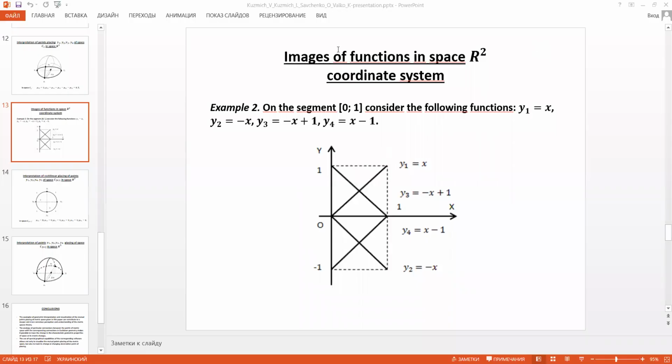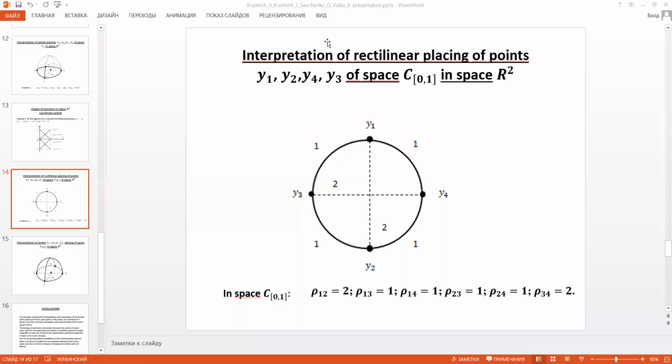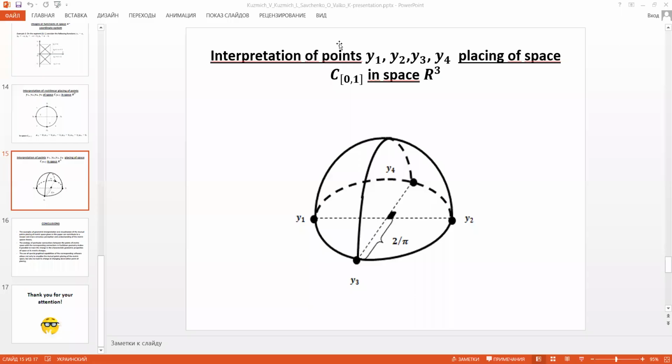Consider example 2. These are linear functions. Having found the distances between these functions in the space C01, we can make the following interpretation of their mutual position in the space R2, in this slide.